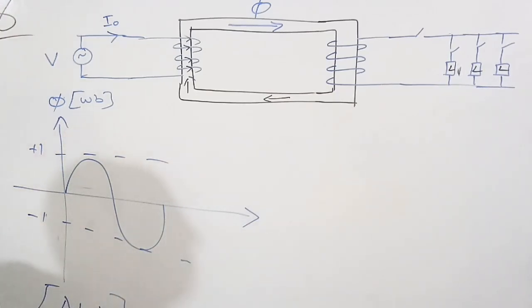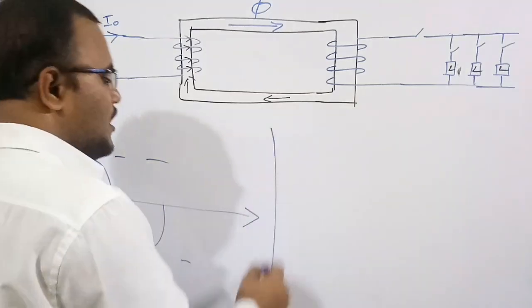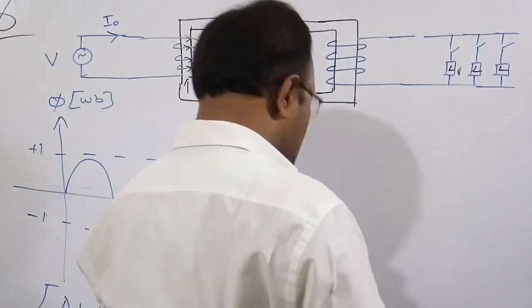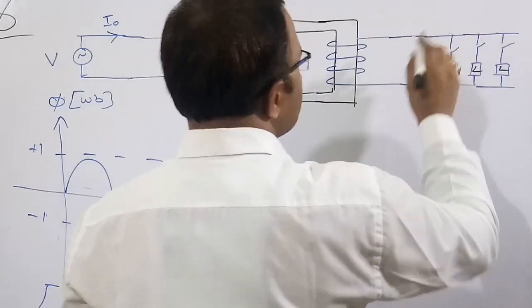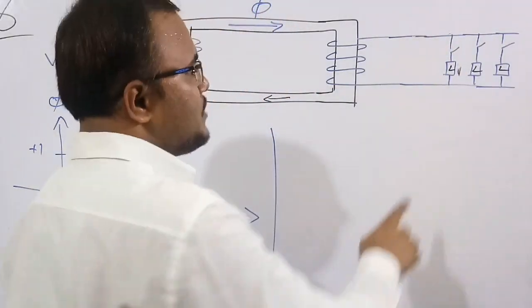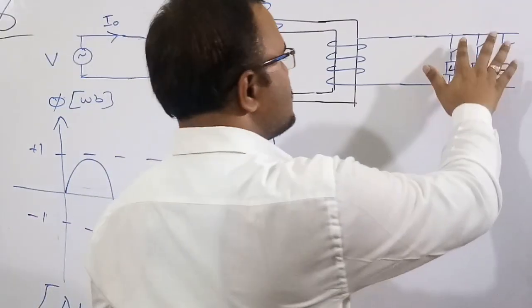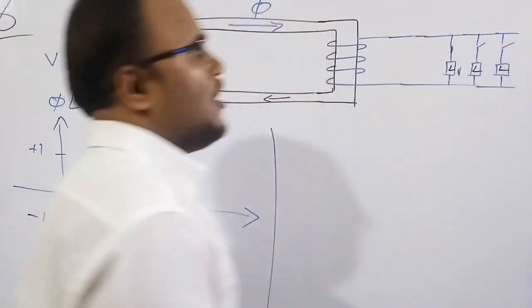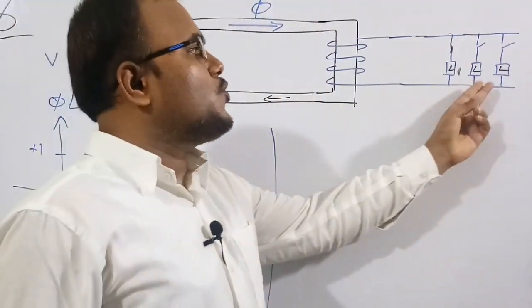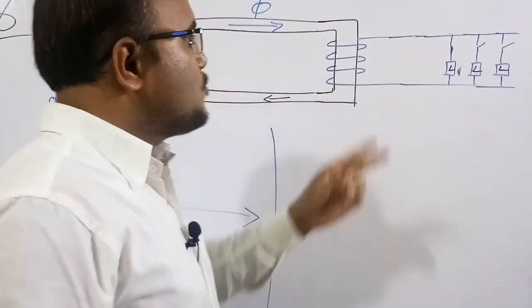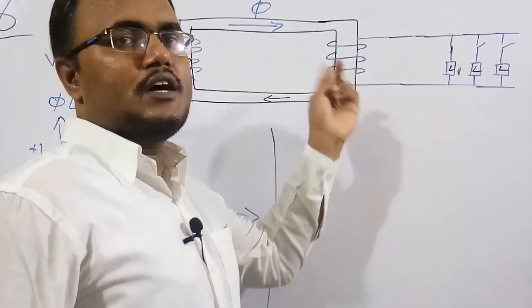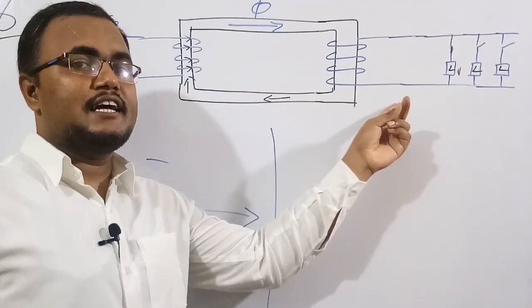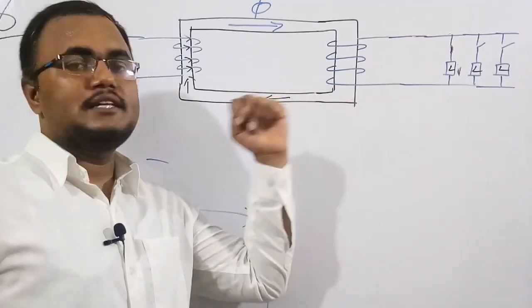Now I am going to keep a load, so I am going to close this switch. I am going to apply only load 1, not the other loads. So I keep load 1 on, and load 2 and load 3 are in off condition. Because now it is a closed circuit, current has to be produced. Now we need to figure out the direction of the current in the secondary. This can be figured out by Lenz's law.